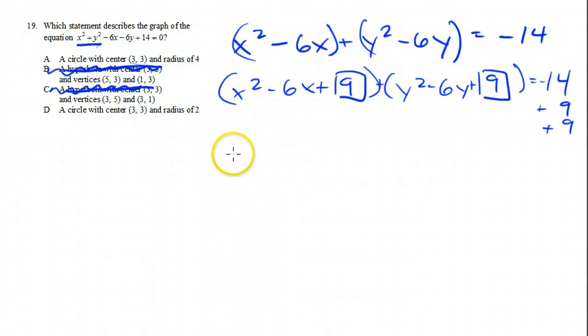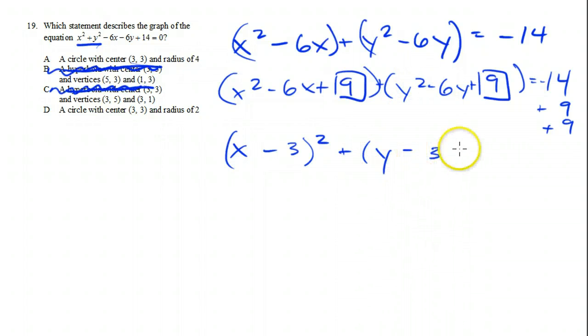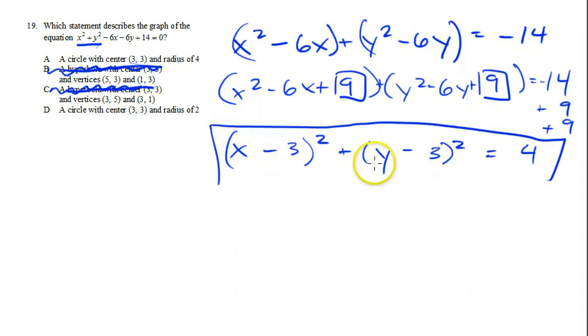And what I get is this factors. I know x times x is x squared. 3 times 3 is 9, and it's a minus sign. And then also same thing here. This factors to y times y. 3 times 3, it's a minus sign. And by adding this, I get 18 minus 14 is 4. And now it's already in standard form. That's what we're looking for.